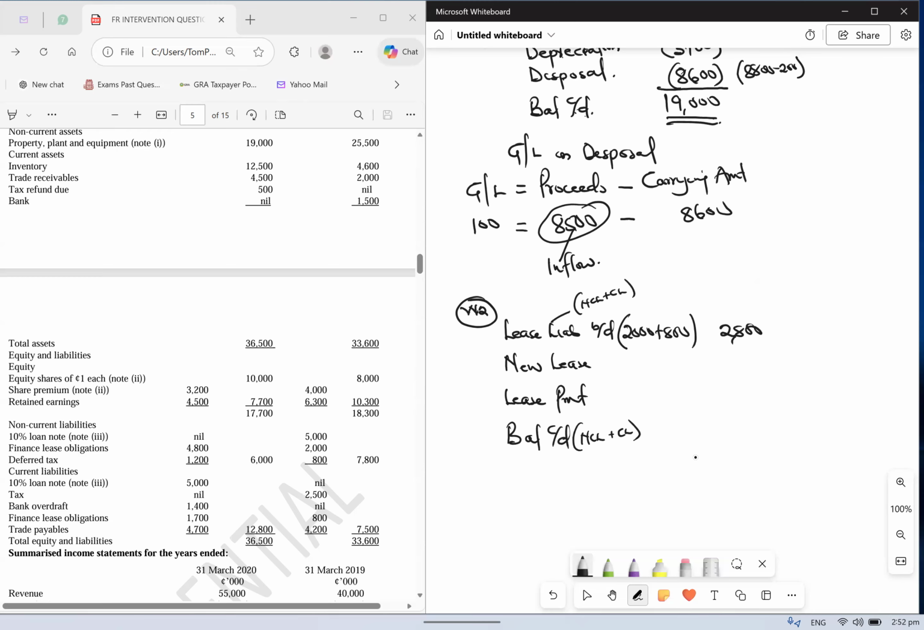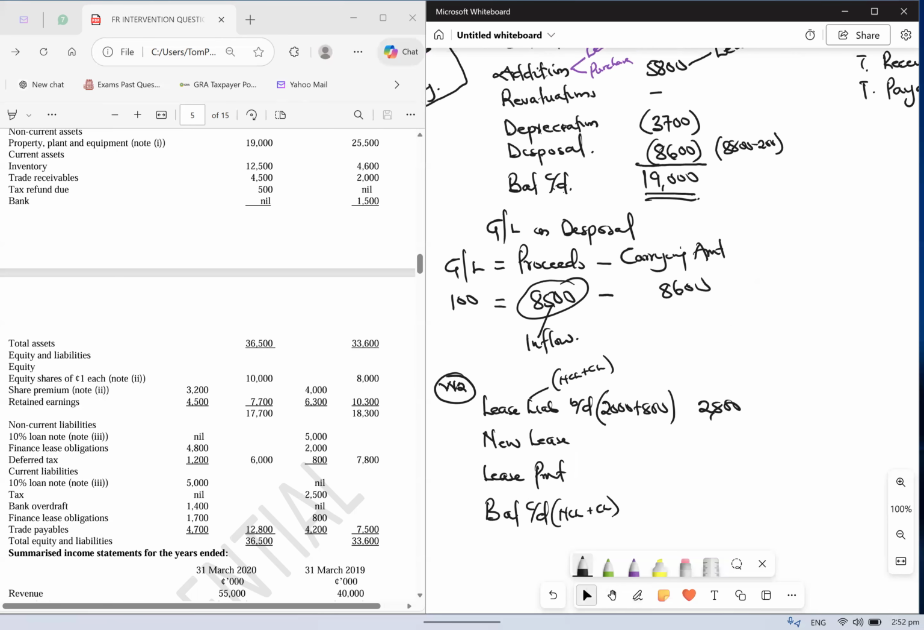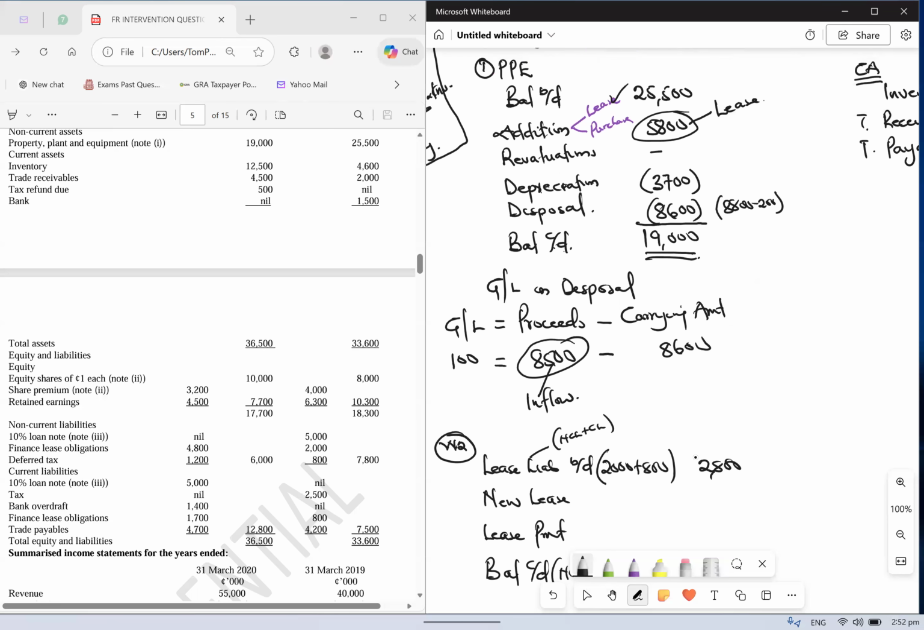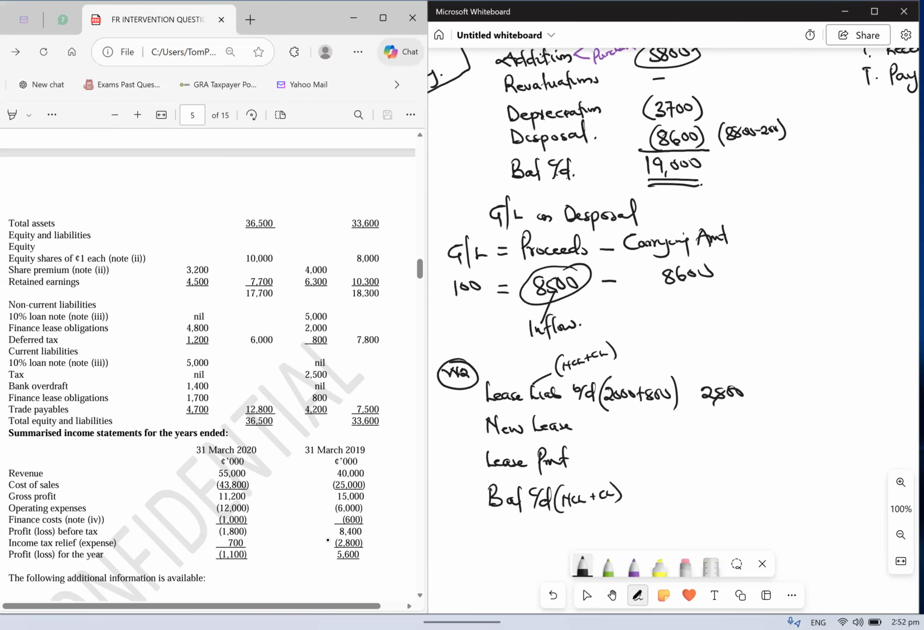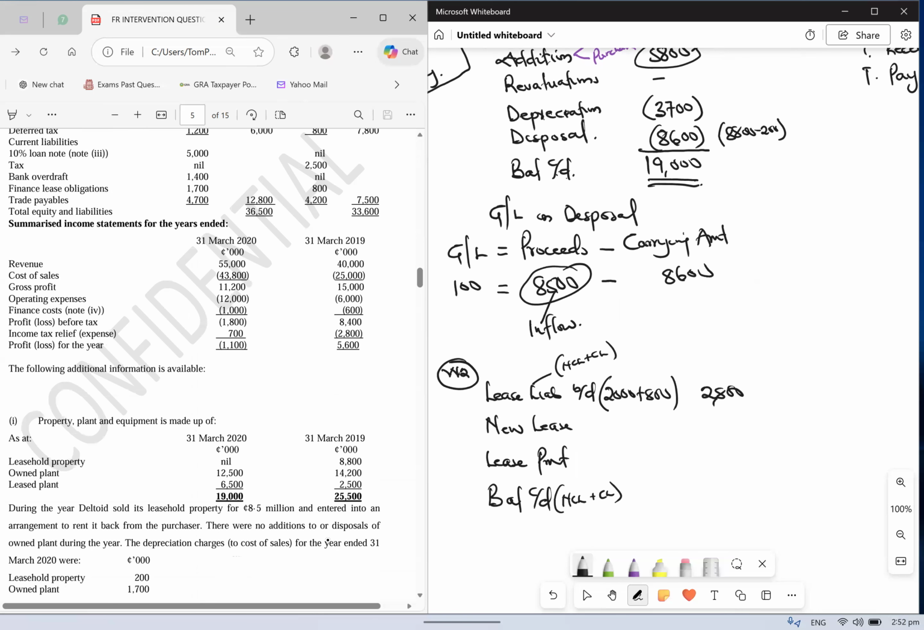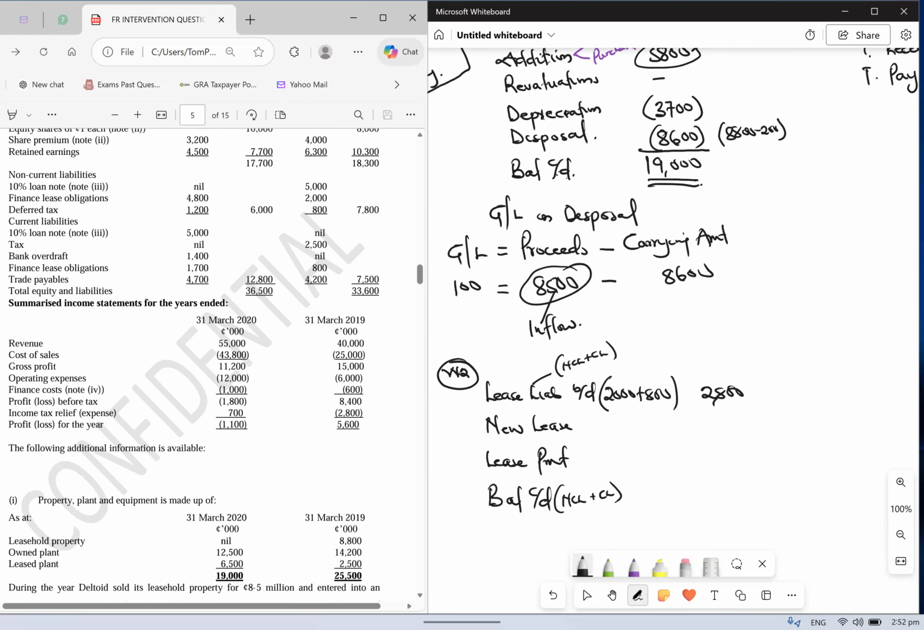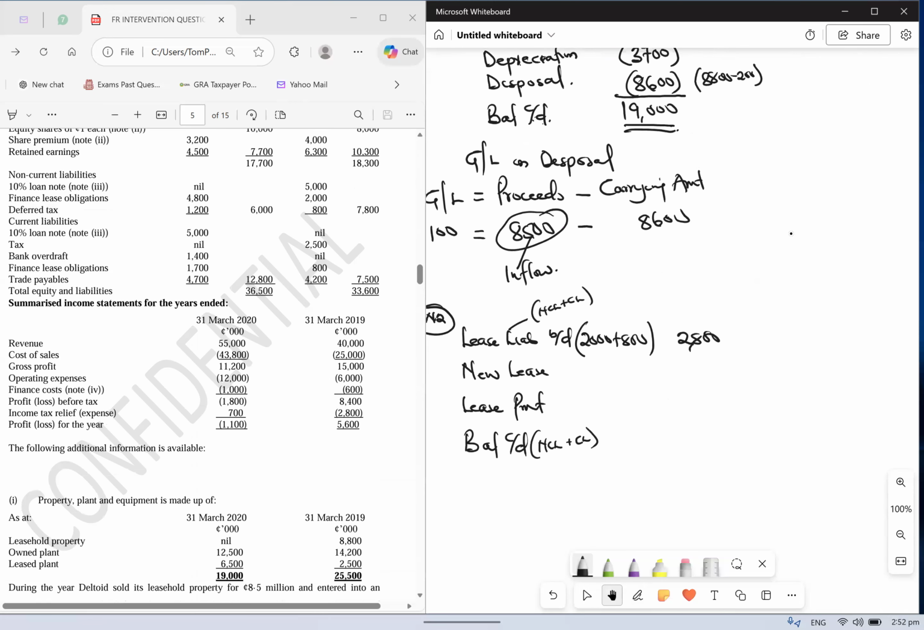Now, was there a new lease? Yes, that is what you had here. A new lease. Because according to the question, when they sold, they lease it back. So there was a new lease. We entered into an agreement to rent it back, and that is lease. So when we found that our addition was also via a lease, from our workings one, we know that there is an additional lease of 5,800. For the payment, we need to look for it.